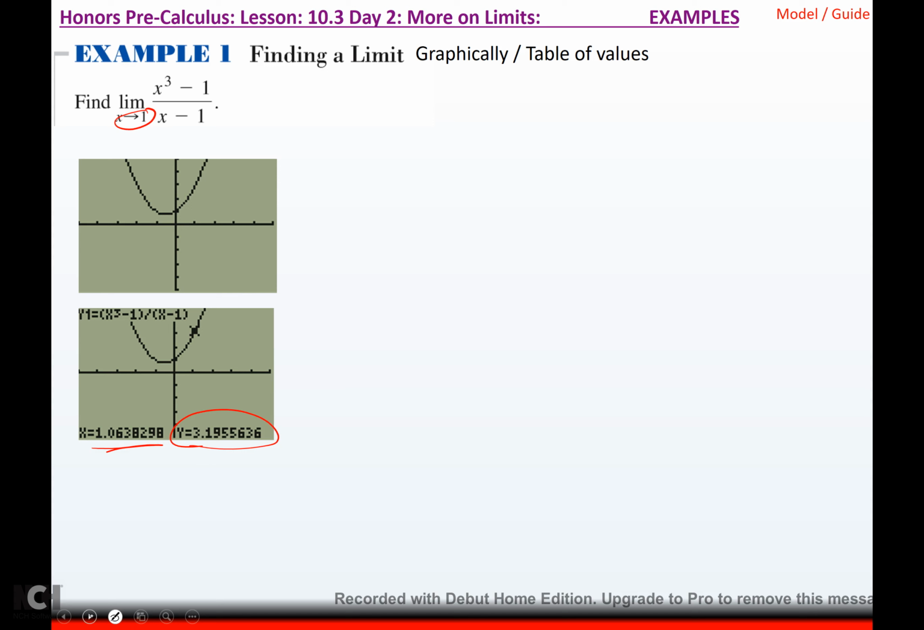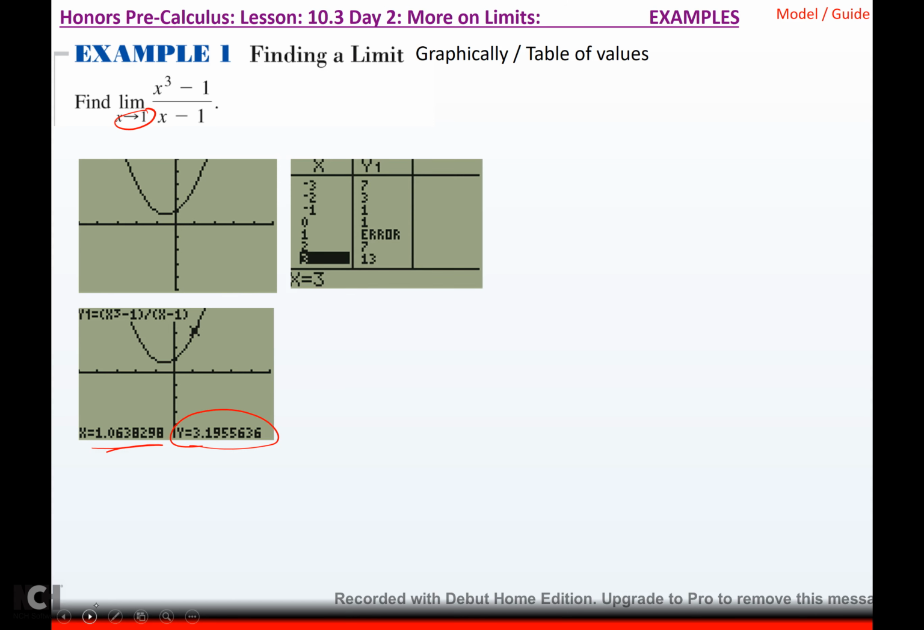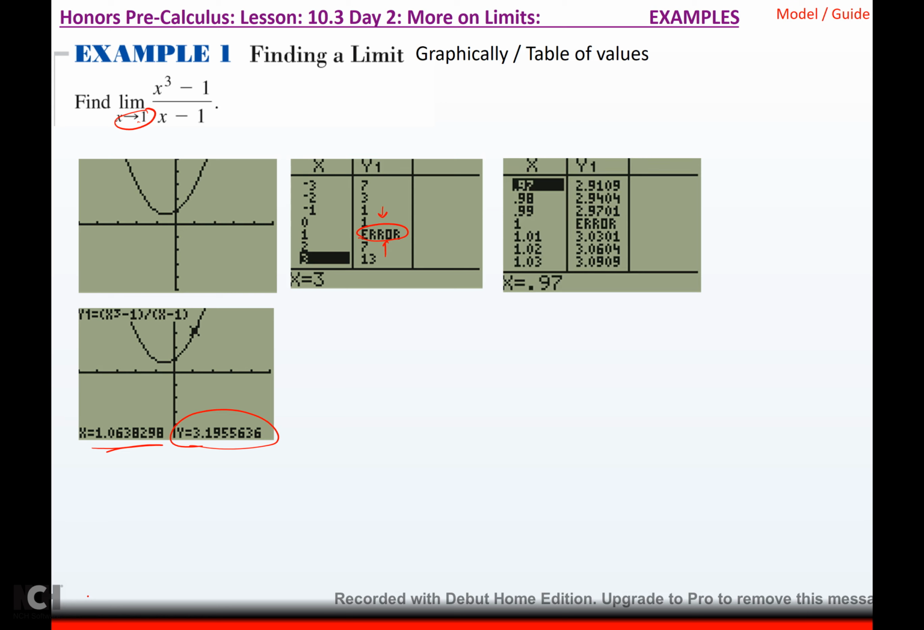But if I look at the table, at 1 you know it's going to be an error message. You can see on this side it's going to 1, and on this side it's going to 7. That doesn't look like the limit even exists, because it's coming from the left and the right going to 2 different values. But see, I'm counting by 1s. That's why you've got to set your table to count much, much smaller.